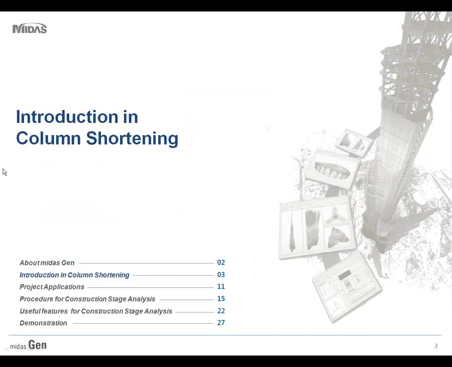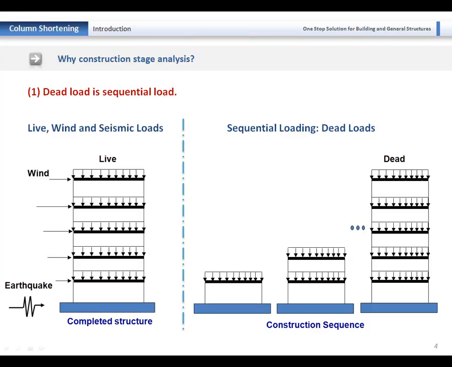Let's see the introduction of column shortening. Why is construction stage analysis required? There are two major reasons. First, live load, wind, and seismic loads are applied at once to the entire complete structure. However, the dead load is a type of sequential loading, as shown in this slide. Since most buildings are constructed one story or several floors at a time, we need to consider the construction sequence in the analysis.